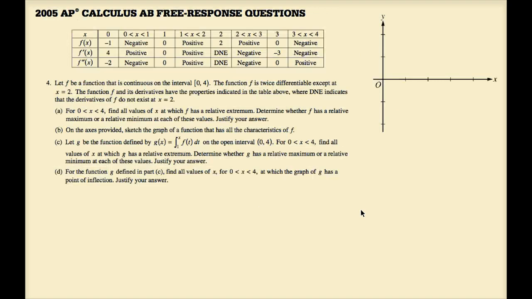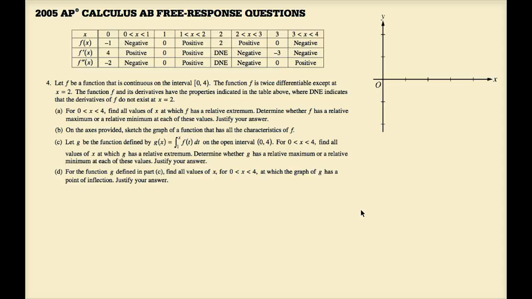Our last example is from the 2005 AP exam. This question is also on the No Calculator Allowed section of the exam. Let f be a function that is continuous on the interval [0, 4). 0 is included in the interval, 4 is not. The function f is twice differentiable except at x equals 2. The function f and its derivatives have the properties indicated in the table above, where dne indicates that the derivatives of f do not exist at x equals 2.